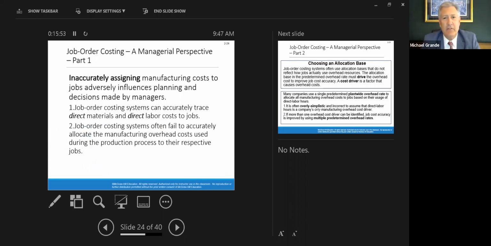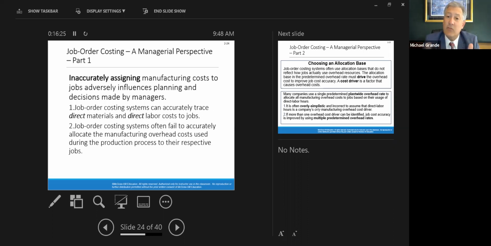So this begins to talk about the accuracy of the allocation of manufacturing overhead. Inaccurately assigning manufacturing overhead costs to jobs adversely influences planning and decisions made by managers. Well, the question is, what's the true cost of making our product? Okay, that's essentially what it comes down to. Managers want to know, with as much accuracy as possible, what it costs to make the product.